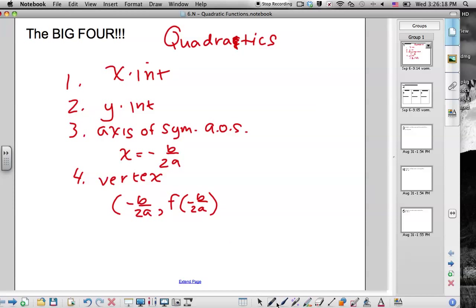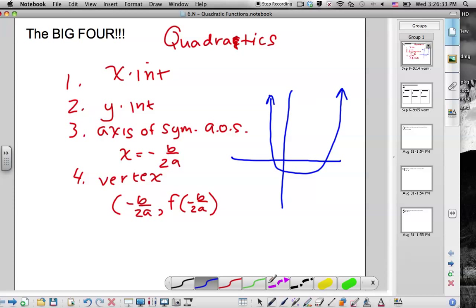Very fancy notation there. Let's show it on a little picture. A very neat picture, I might add. Here we have a quadratic. Start with the x-intercepts. Those are the places where it crosses the x-axis.